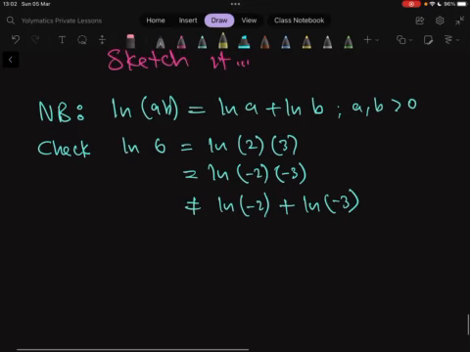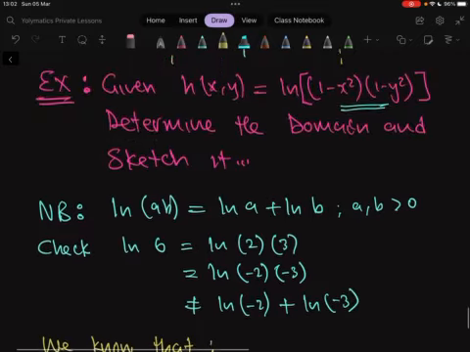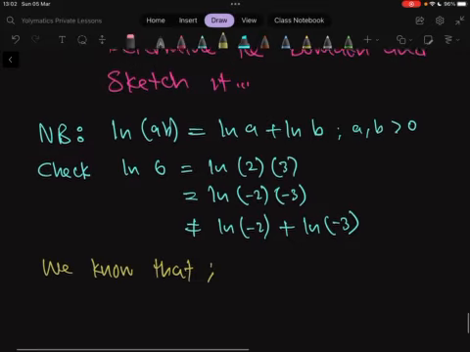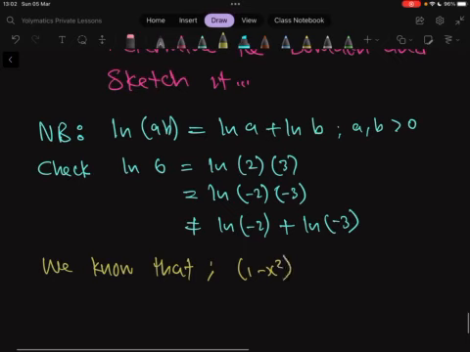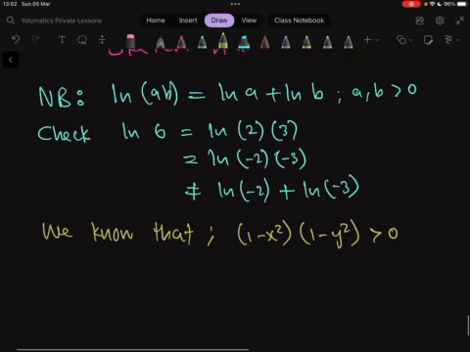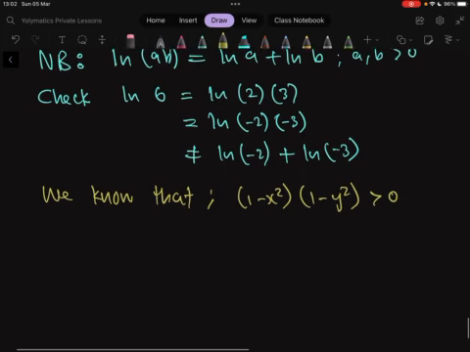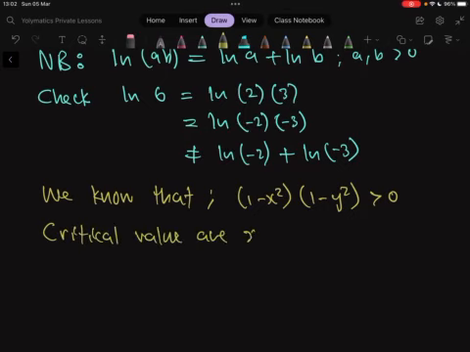So what do we know from our restriction? From the fact that the natural log checks only things that are greater than 0, we know that 1 minus x squared and 1 minus y squared must strictly be greater than 0. That's one thing that we know. Now how can we deal with this? We see that we have critical values, which are x equal to plus or minus 1, and also y equal to plus or minus 1. All these are our critical values for our inequalities.